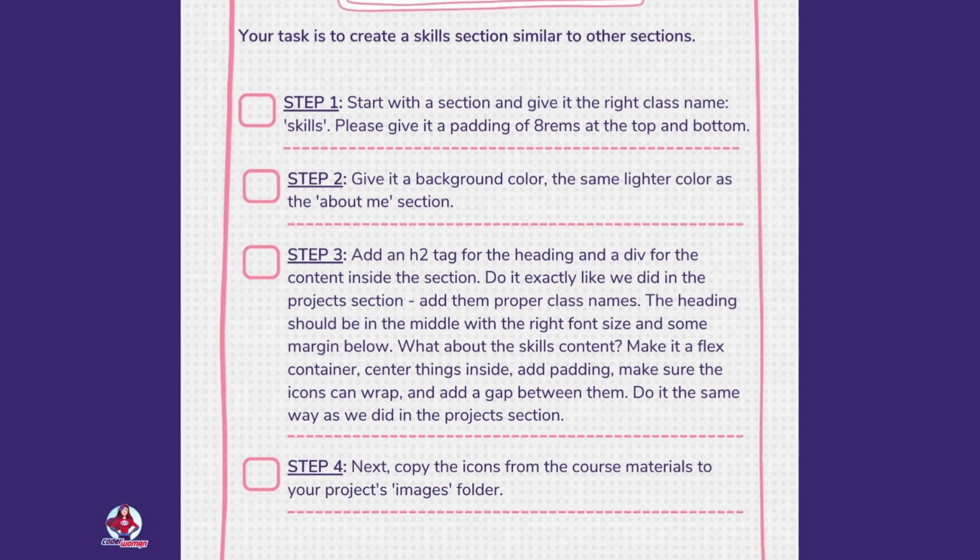Start with a section and give it the right class name, Skills. Please give it a padding of 8 rems at the top and bottom. Give it a background color, the same lighter color as the About Me section. We will switch between light and dark colors on the website, okay? Next, add an H2 tag for the heading and a div for the content inside the section. Do it exactly like we did in the project section.